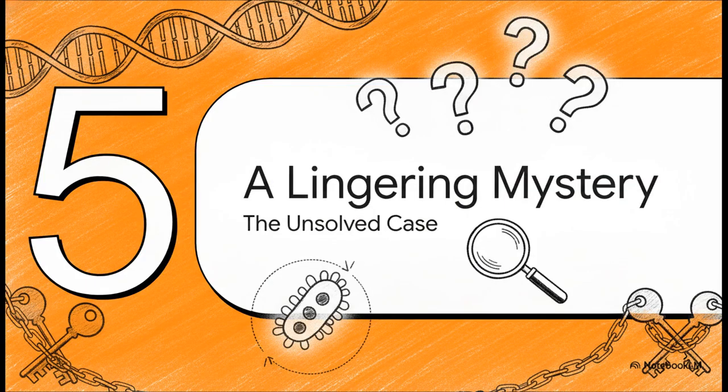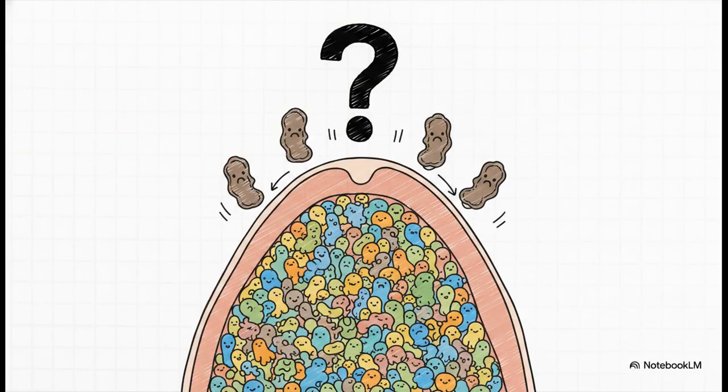Section 5, A Lingering Mystery. As we wrap up this explainer, there's actually a fascinating biological cold case here that remains totally unsolved by modern science. We know the modern vaccine doesn't target the bacteria itself, right? It only targets the toxin produced by that hijacked virus.